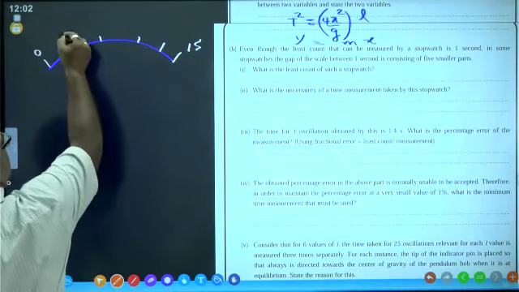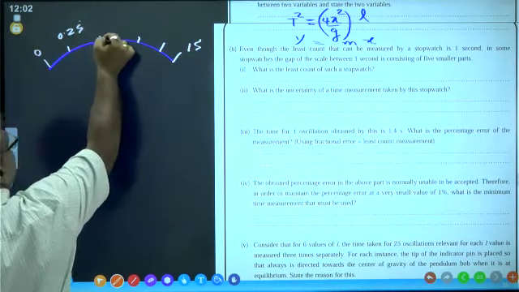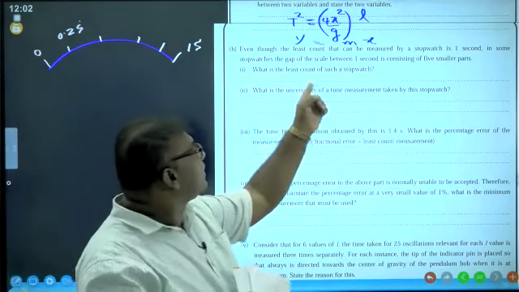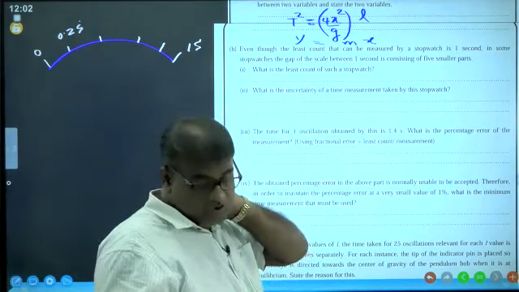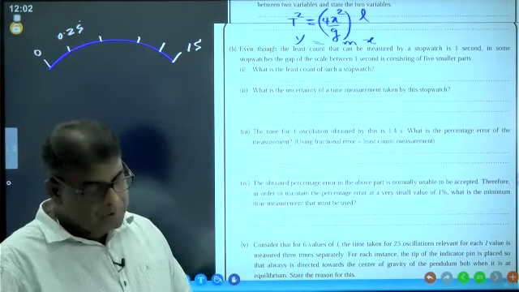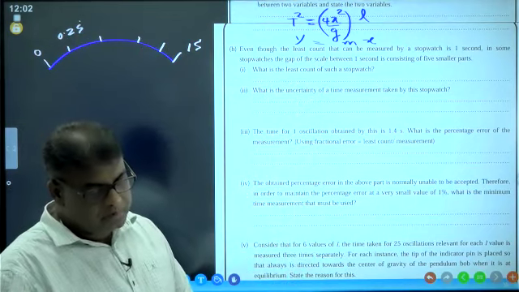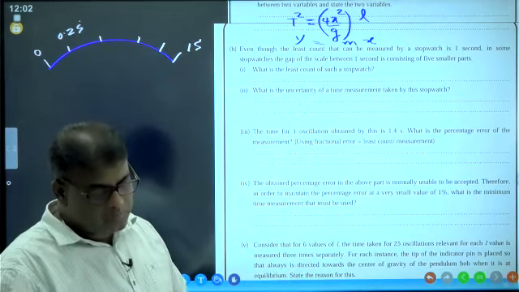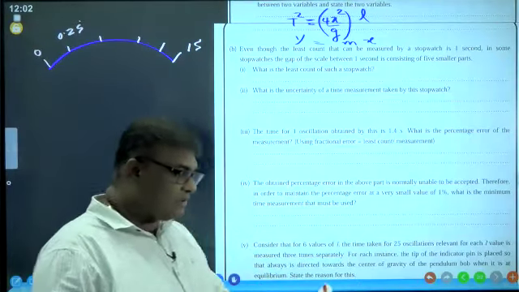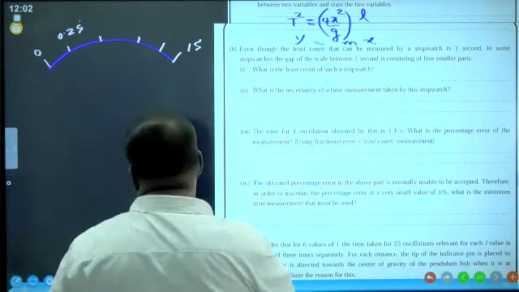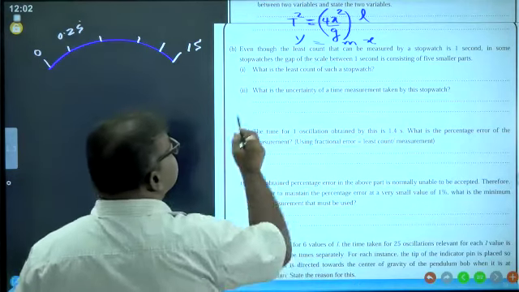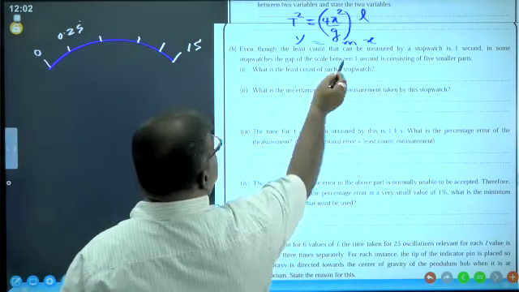Then here 0.2 second, 0.4 second, 0.6 second, 0.8 second, 1 second. So what is the least count of such a stopwatch? The answer is 0.2 seconds. The time for one oscillation obtained is 1.4 seconds. What is the percentage error of the measurement? Using the fractional error, the least count of a measurement value is mentioned, no? That's easy. What is the least count?